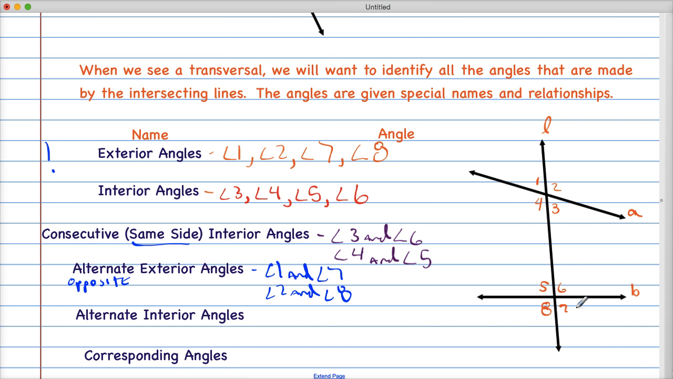So 1 and 7, they're completely opposite. 1 is on this side of A, 7 is on this side of B, and it's also on the opposite side of the transversal.